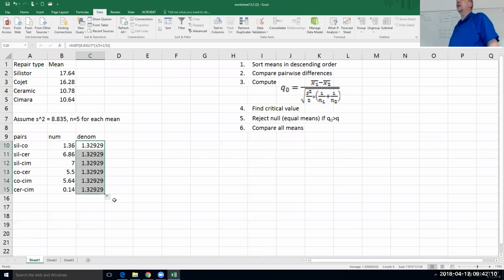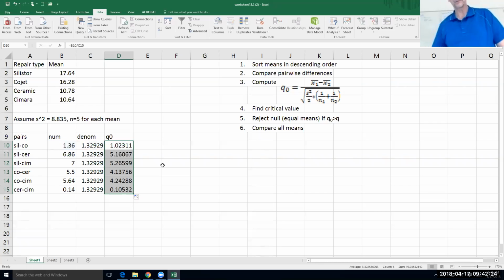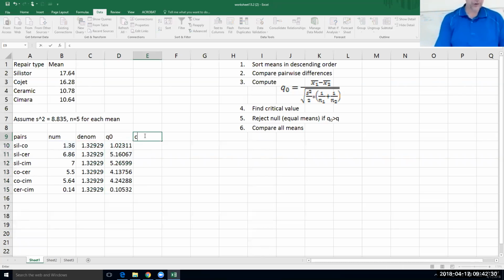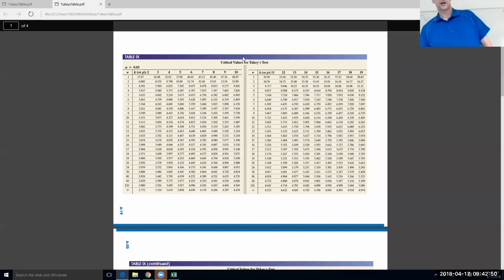All right, so now we're going to find our Q naught in this case. Equals the numerator divided by the denominator. So we'll do that for all of them. Okay. Now we're going to compare our critical value. Okay, so this is where we've got a new table for you. Now, unfortunately, I wish there was a Tukey command, but there isn't. Okay? So you're going to have to use the table on here. So I've got a table here called the Tukey table. Okay, so here's your Tukey table.